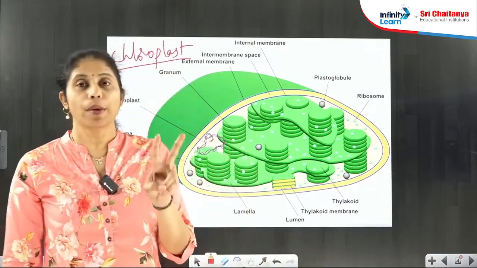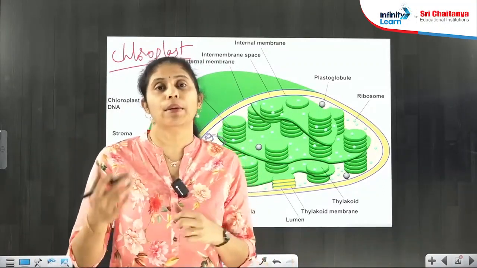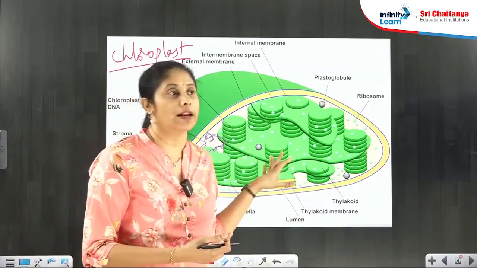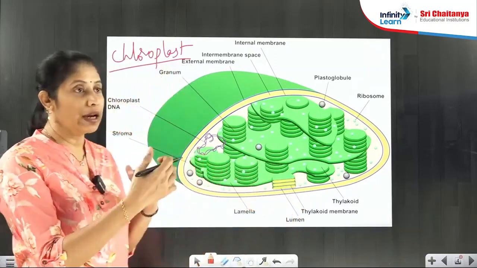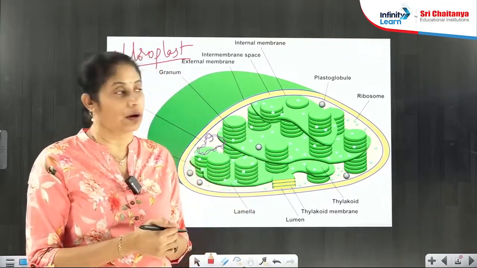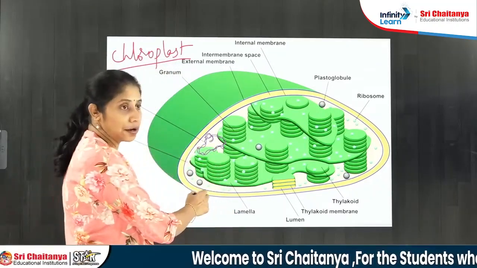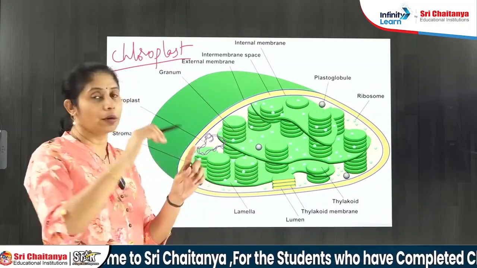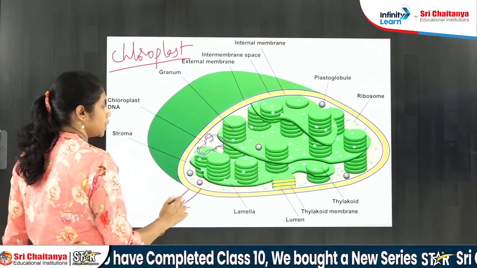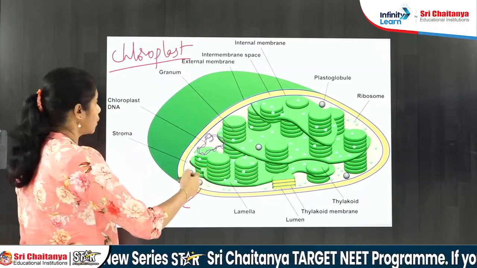Mitochondria has two membranes, it is a double membrane bound cell organelle. In the same way, chloroplast also has a double membranous envelope. Outer membrane and inner membrane are there, and the space between them is called intermembrane space, or periplastidial space. The only difference is that both the membranes are continuous here, whereas in mitochondria only the outer membrane is continuous and the inner membrane shows infoldings. Here you cannot see any kind of infoldings. Outer membrane and inner membrane both are continuous.